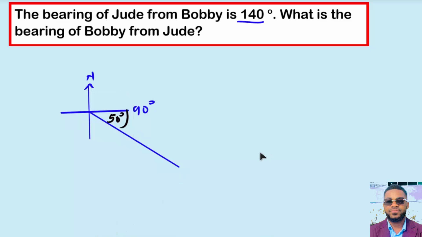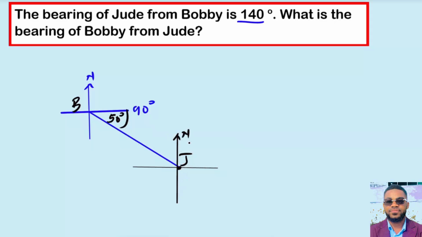So the question is, where are we going to put Jude or Bobby? Are we putting Jude here or Bobby here? We're going to put Bobby here, that is B for Bobby. So Jude is going to be somewhere here. The bearing of Jude from Bobby is 140, so we get Jude here, at the same point where this line ended. And that is where we are also going to get our next compass. Always know that the very point where the line ended is where we get the next compass.